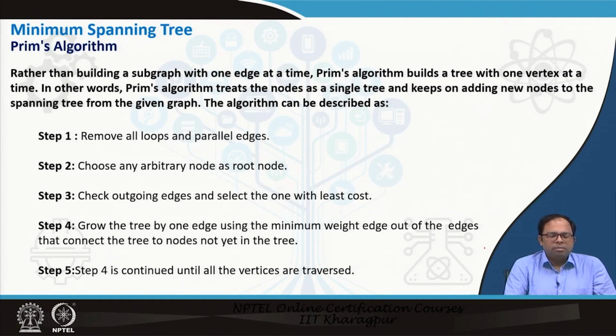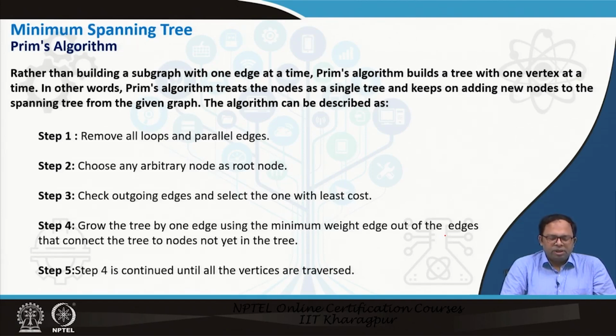So, remove all loops and parallel edges, then choose any arbitrary node as root node. We can start with any one of the nodes, then check outgoing edges and select the one with the least cost. From this particular node, of all the edges that are connected, we choose the one with the least cost, and then we grow the tree by one edge using the minimum weight edge out of the edges that connect the tree to the nodes not yet in the tree. That means among all the open-ended nodes which could grow further, we choose the one which has the least weight, and we grow the tree in that direction.